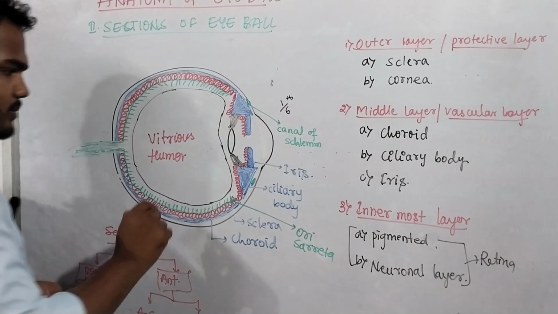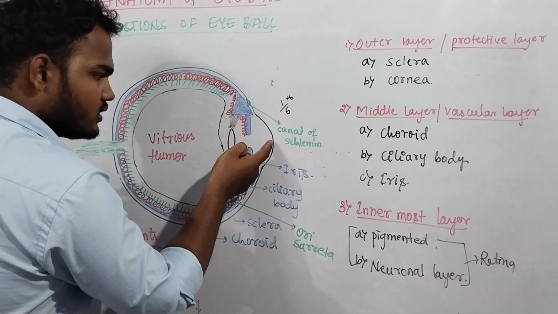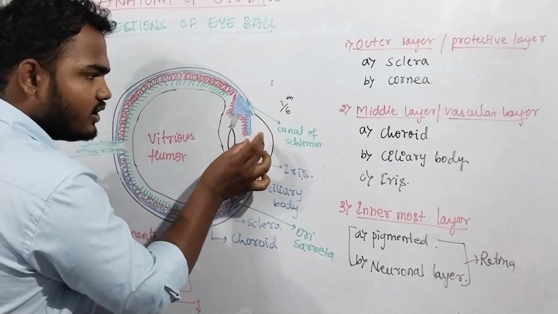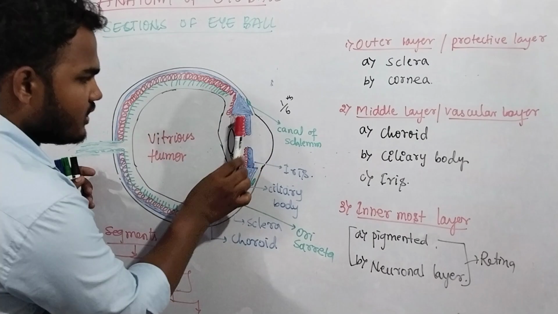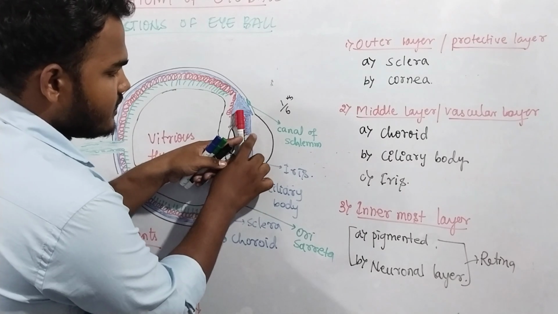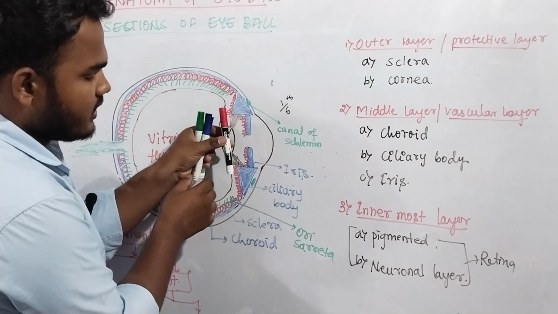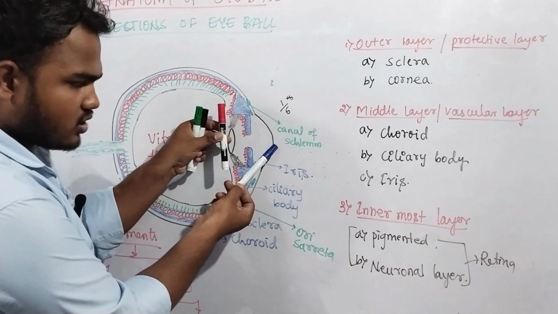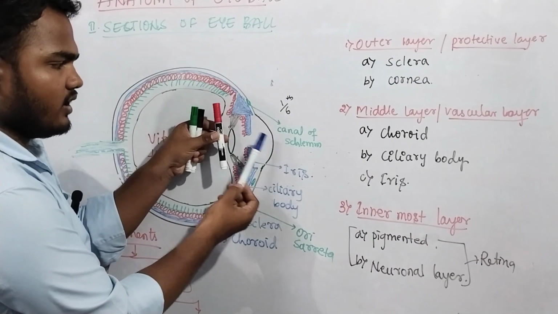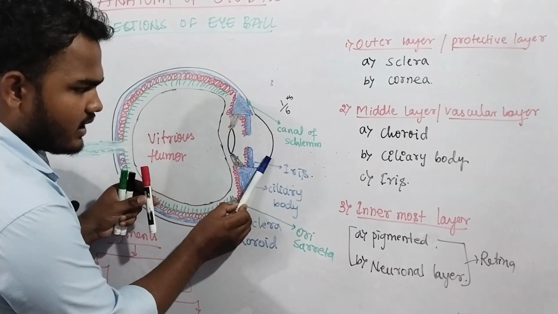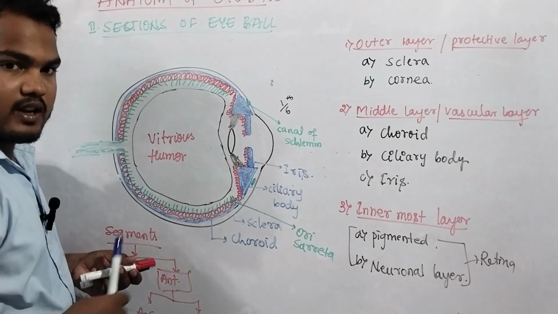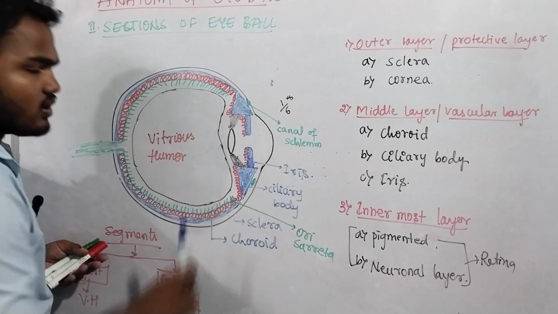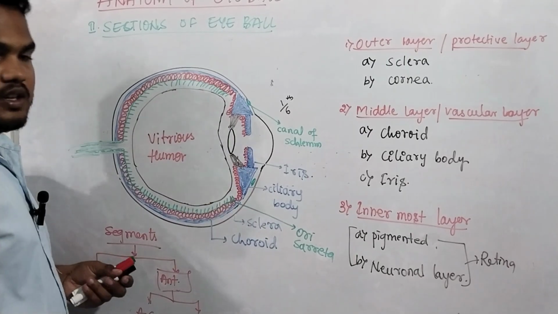The anterior chamber is anterior to the iris and posterior to the cornea. Here it is a cornea, and it is an iris. Anterior to the iris and posterior to the cornea is known as the anterior chamber, and posterior to the iris and anterior to the lens is known as the posterior chamber.